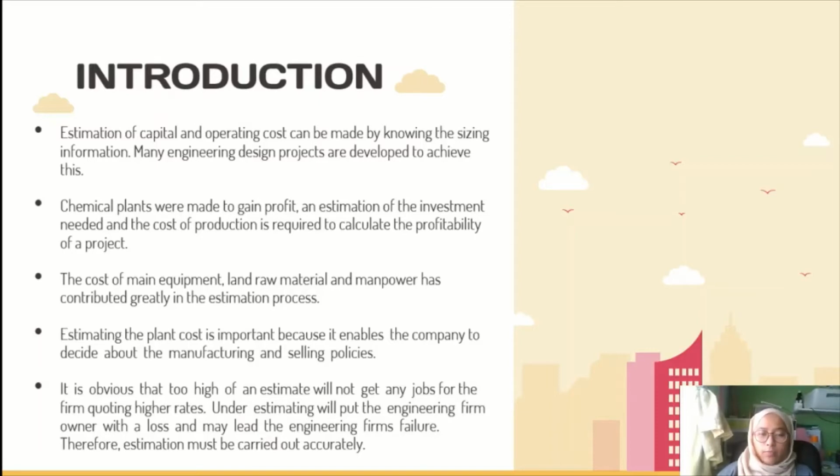The cost of main equipment, raw material, and manpower has contributed greatly in the estimation process. The calculation of capital and operating costs is made in this section to analyze the economic feasibility of the biodiesel plant. Estimating the plant is important because it enables the company to decide about the manufacturing and selling policy. It is obvious that too high of an estimate will not get any jobs for the firm quoting higher rates. Underestimating will put the engineering firm owner with a loss and may lead to the engineering firm's failure. Therefore, estimation must be carried out accurately.